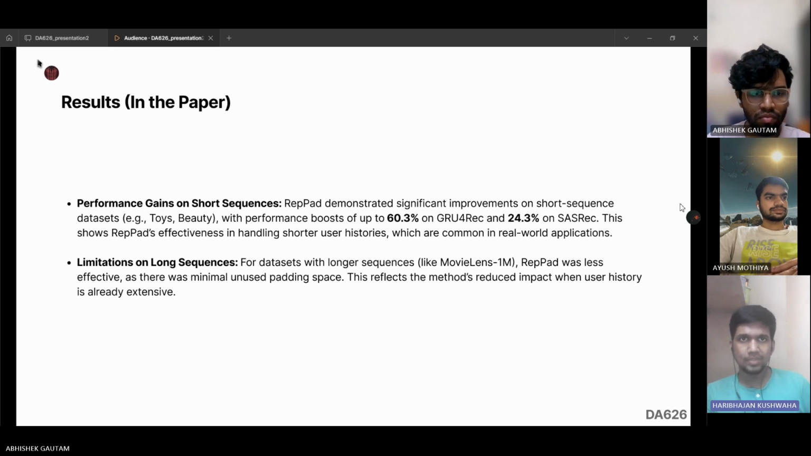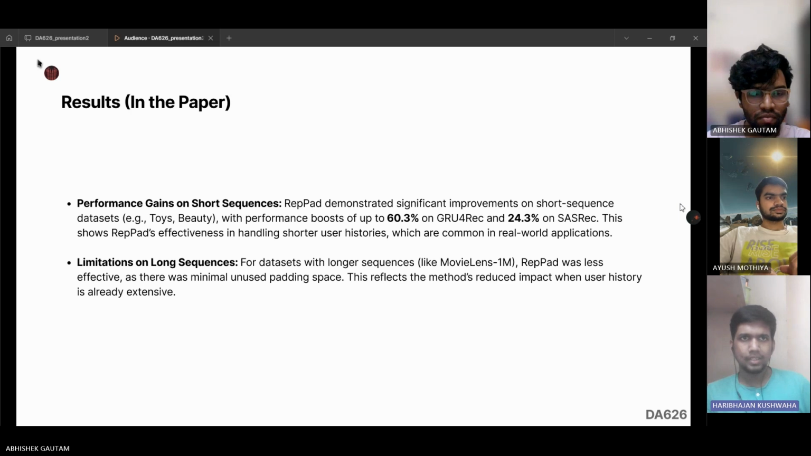RepPad is most beneficial when there's a substantial amount of unused padding space, which tends to occur when users have shorter interaction histories. On longer sequences, where the user history is already rich and complete, the need for padding is less and hence the method has a diminished impact. In summary, RepPad shows remarkable performance improvement for short sequences, but its impact is reduced when dealing with long sequences where padding plays a lesser role. This provides valuable insight into where and how RepPad can be most effective in real-world applications.